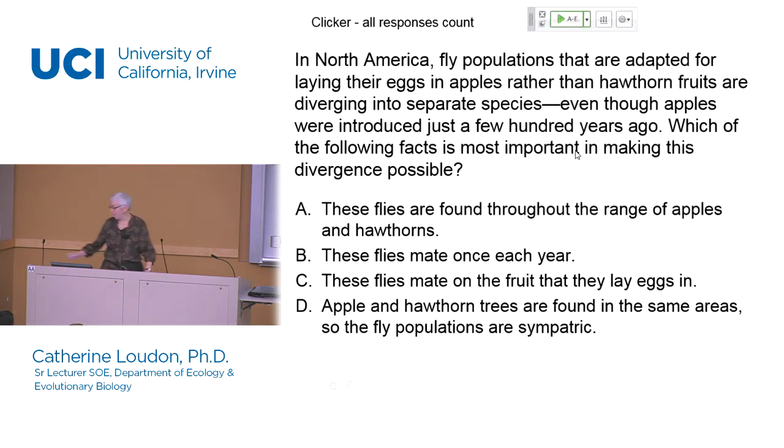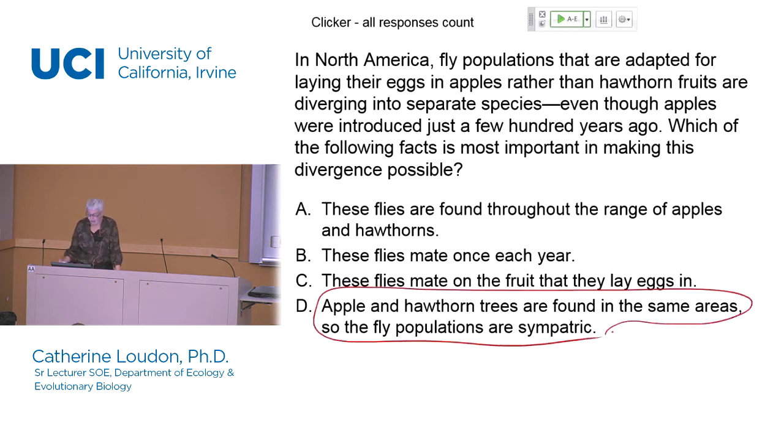Let's see, the second favorite answer was actually this one. Now, this may be a true statement that the fly populations are sympatric and they're found in the same areas, but all that means is they're together, which actually does not lead to divergence. In fact, as you may recall, sympatric speciation was considered extremely unlikely and highly controversial for a long period of time because it was hard for scientists to imagine how you could possibly get divergence when they are sympatric. So yes, they are sympatric. This is a true statement. It just isn't an answer to the actual question, which is what's important in divergence.